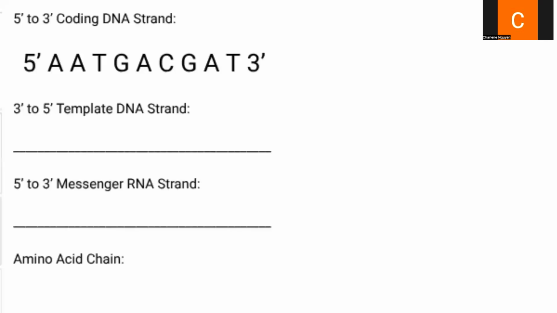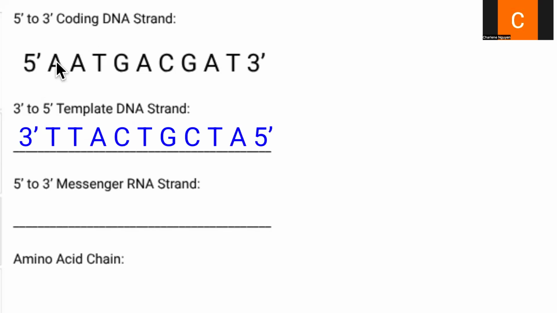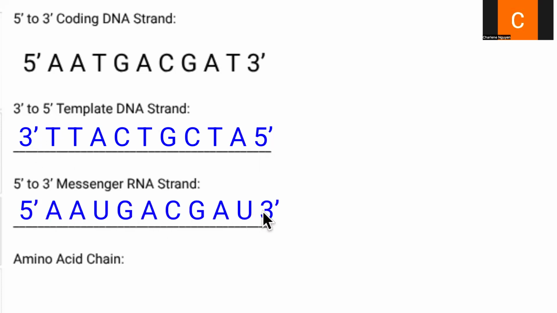All right, so just to go over how this works. Earlier in the transcription lesson, we talked about how to create the messenger RNA when given the coding DNA. So first thing you do is you create the 3' to 5' template DNA strand using base pairing rules. So A with T, A with T, T with A, etc. Then you use the template DNA strand to create your messenger RNA strand. So like A with U, A with U, U with A, etc. So keep in mind your messenger RNA has a U instead of a T. Now, how do we go from messenger RNA to our amino acid chain?